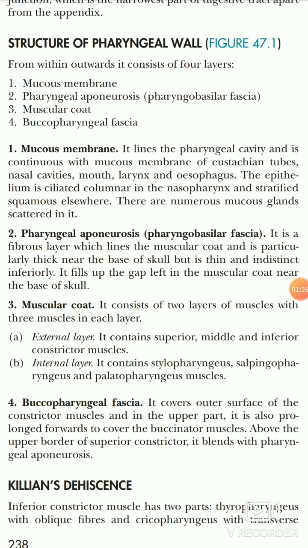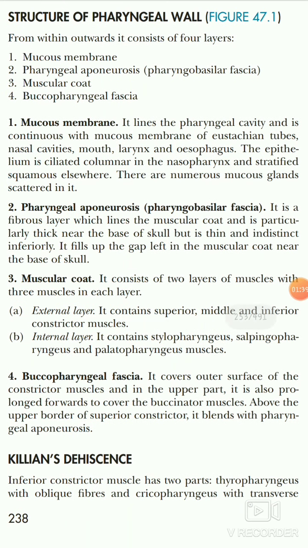Mucous membrane. It lines the pharyngeal cavity and is continuous with the mucous membrane of the eustachian tubes, nasal cavities, mouth, larynx, and esophagus. The epithelium is ciliated columnar in the nasopharynx and is stratified squamous elsewhere. There are numerous mucous glands scattered in it.